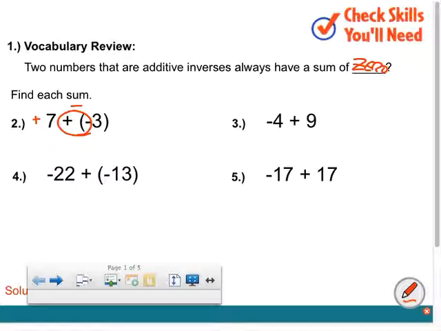Okay, now what are we doing? So now it's plus 7, positive 7 minus 3. Yes. Which will equal 4. Okay, so you took the difference because we had different signs. So the difference of 7 and 3 is 4.